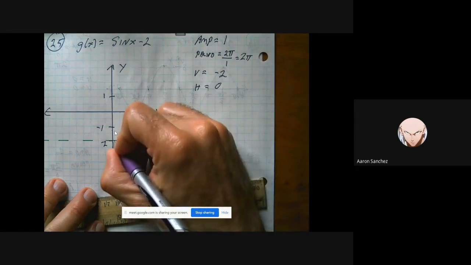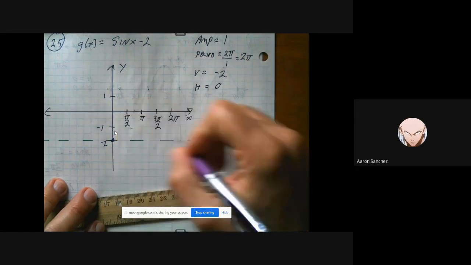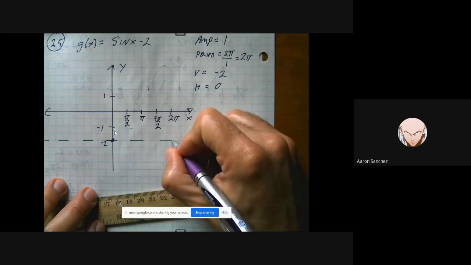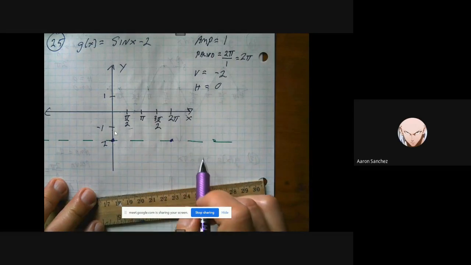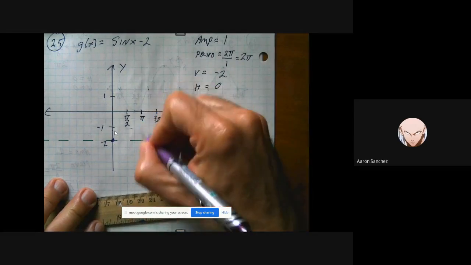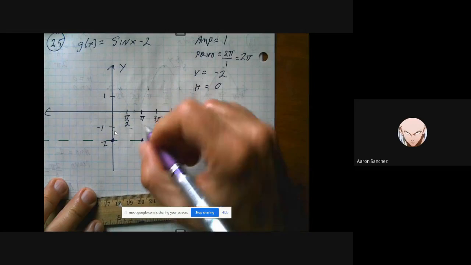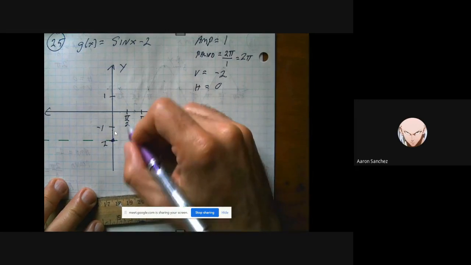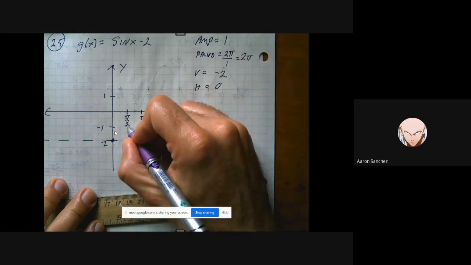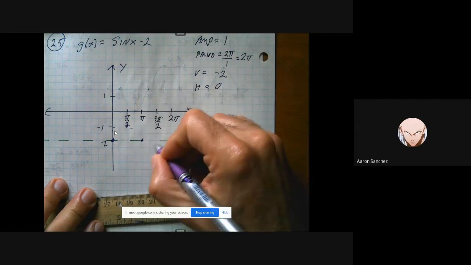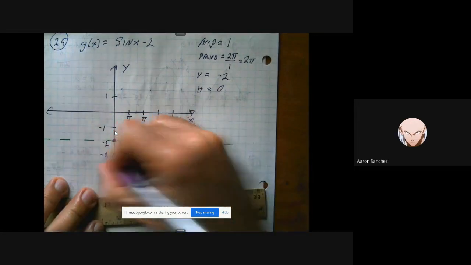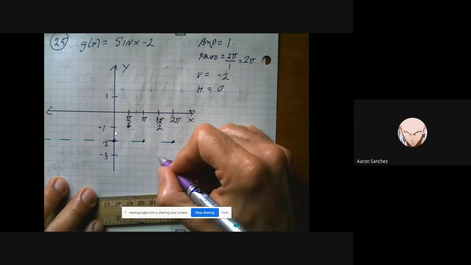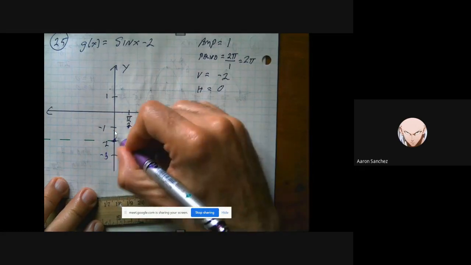My first point is 0. My last point is 0. So instead of being here, my zeros are going to be on the midline. And then my midpoint is also 0. And then remember, on sine, where pi over 2 is, you go 1 above. And this time we're going to go 1 below, so let's go down to -3. So at this point, I'm going to go 1 below. And then you just draw it.